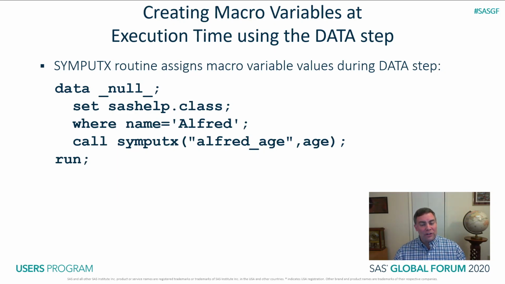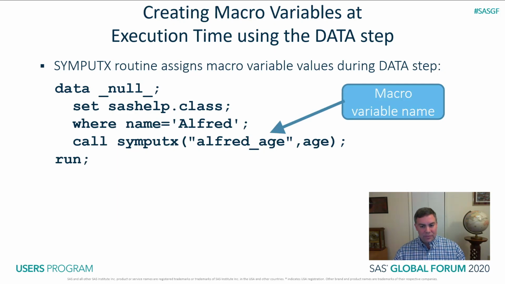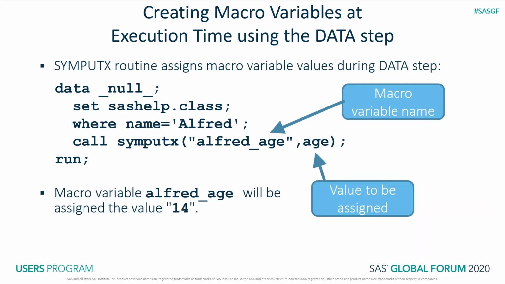It puts a value on the symbol table, which is where macro variables are stored, but it's not part of the macro language itself. So because of that, it executes during data step execution after all the macro variables and macro references have been resolved, and after the data step has compiled and begun executing and data has been read in. So at this point in time, we do have access to our data, and we can use this method to store data values in a macro variable. And in this case, the value that's read in will be 14. That's the value of age for that record in that data set. And that's what will be stored in the macro variable called Alfred_age.